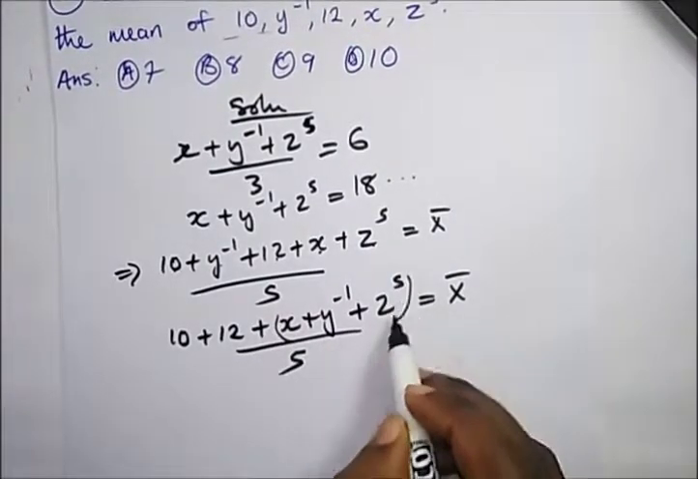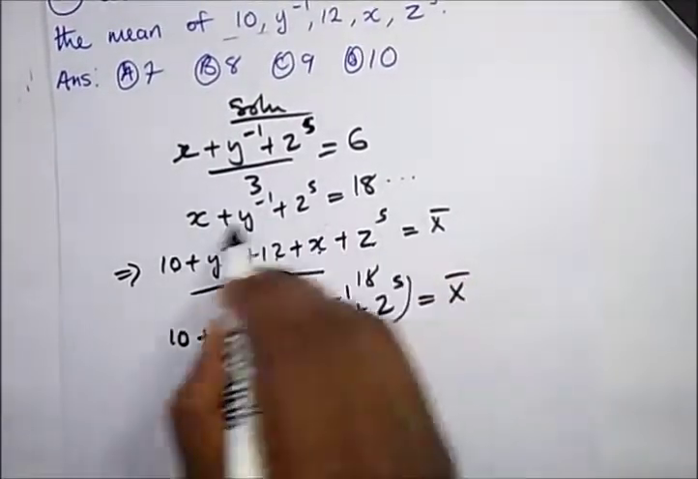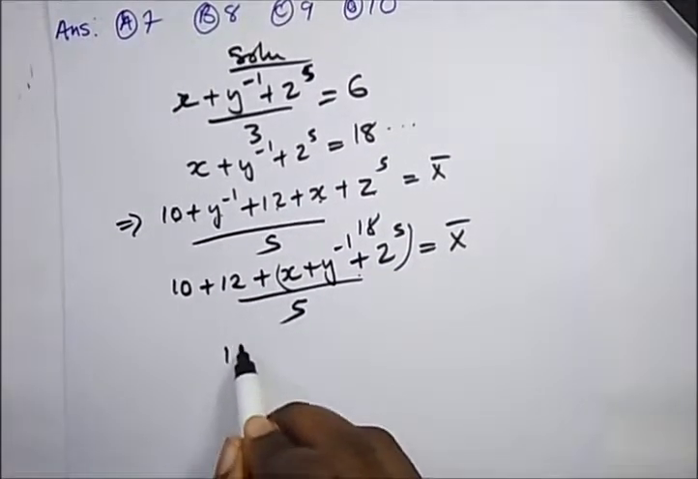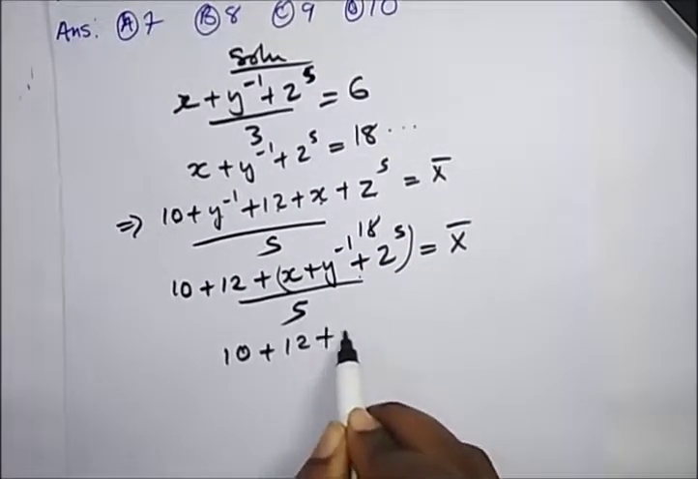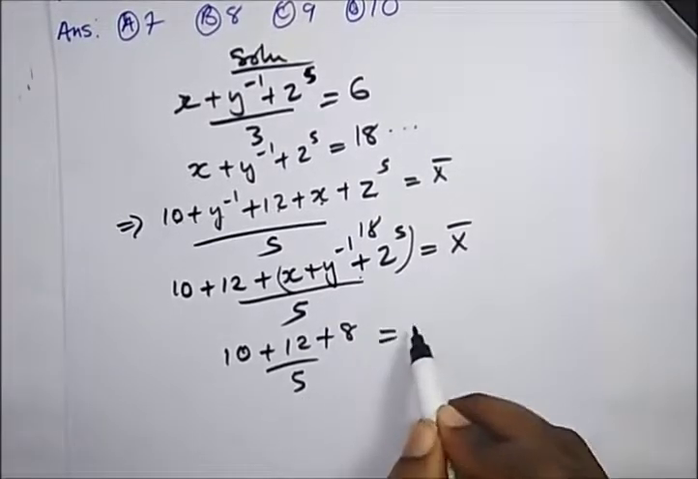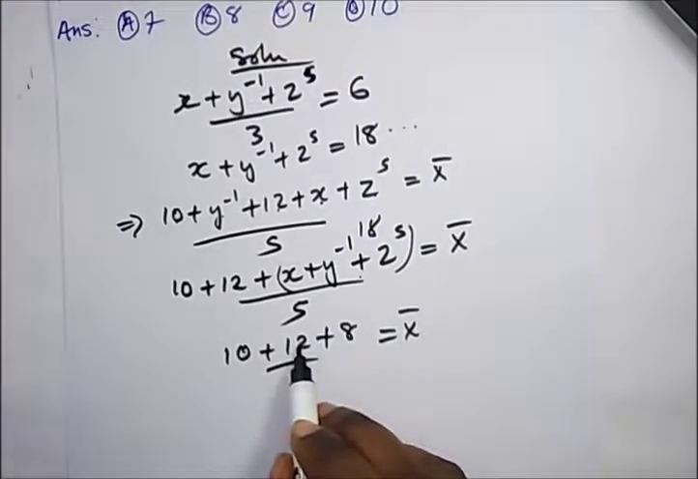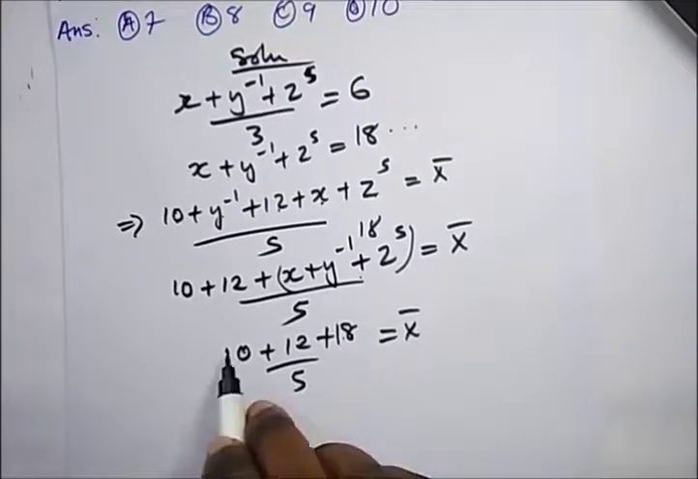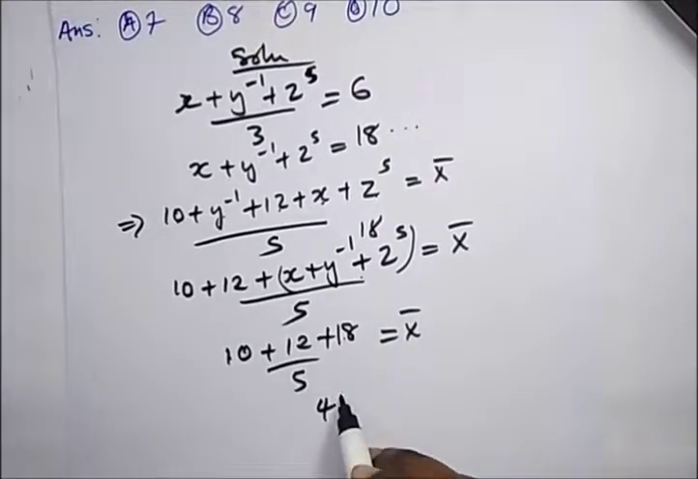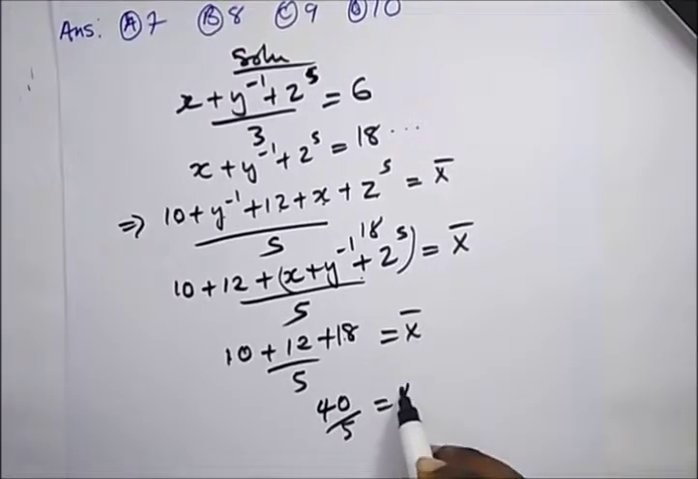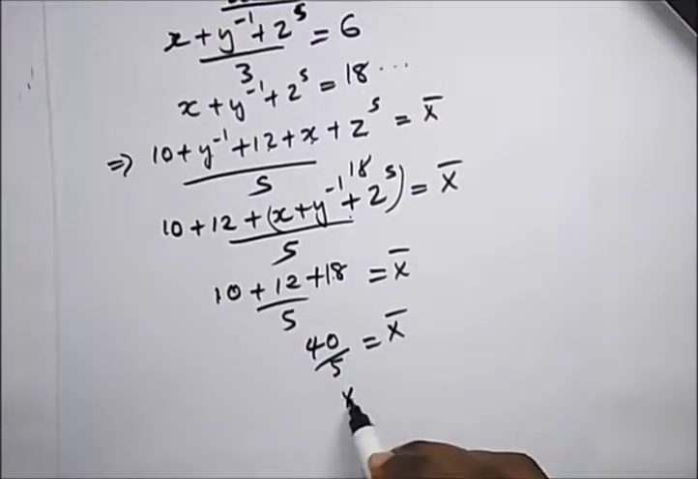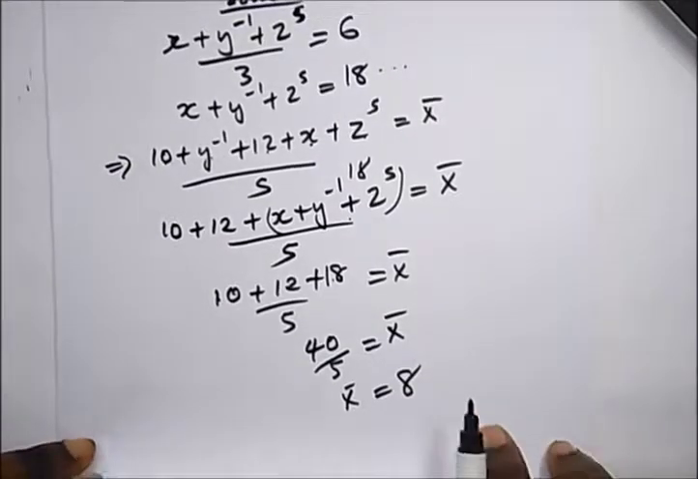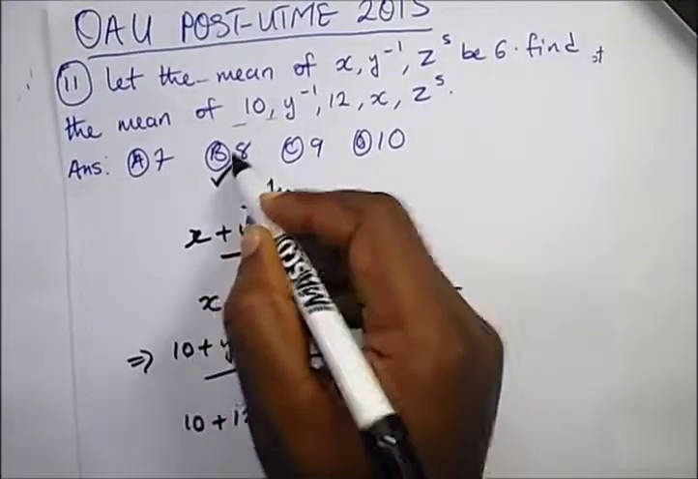So where this is what? Equal to 18, right? So we put the value of 18 here. So what do we have? We have 10 plus 12 plus 18 over 5, which will give us a mean. What's this plus this? That gives us 30. 30 plus 10, that will give us what? A 40 over 5. And what's 40 divided by 5? That our mean will be equal to what? 8. And what's our right option here? Our right option is option B.